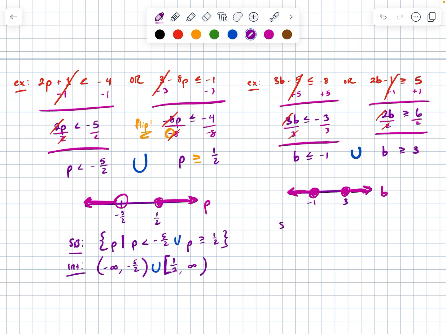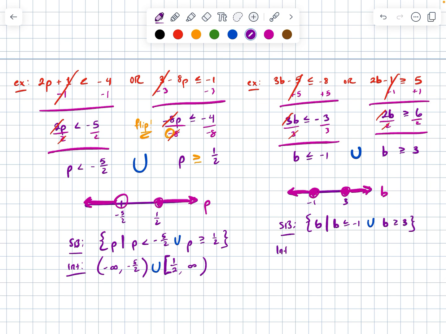Let's write our notations. For set builder notation, again, my criteria, I'm talking about all values of b, such that either b is less than or equal to negative 1, or b is greater than or equal to 3.